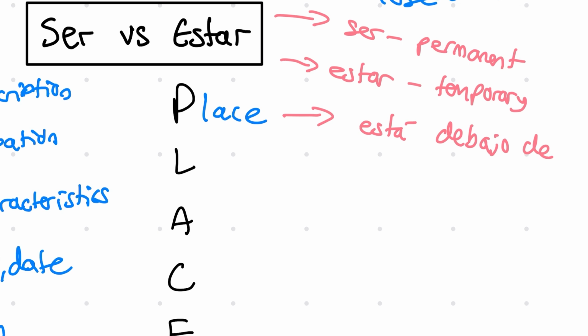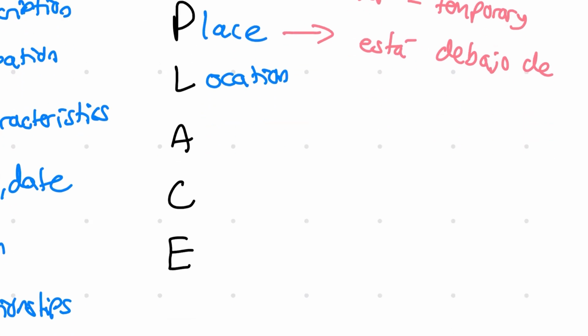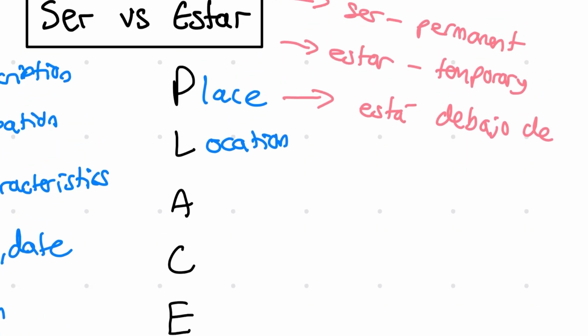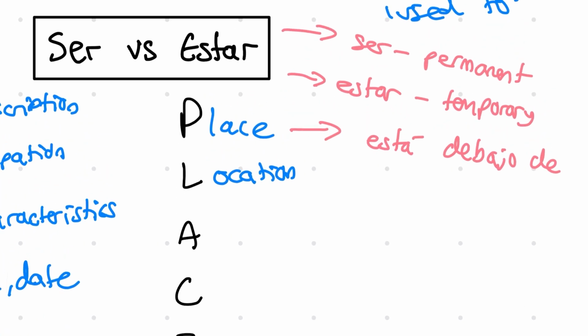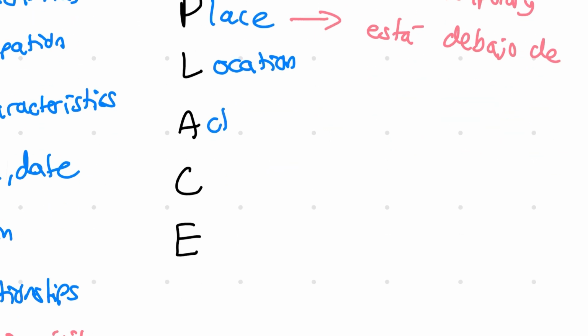Then L is for location, so where something is or where you are. I could say estoy en la biblioteca, I am in the library, and this works in all different tenses. Any sort of location, situation, or sentence, we're going to use the verb estar to describe a location. A is for action, and we're going to see this later on in the video with the present continuous tense.